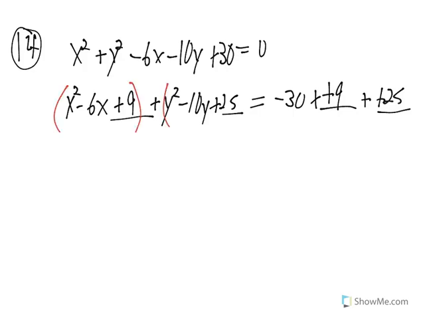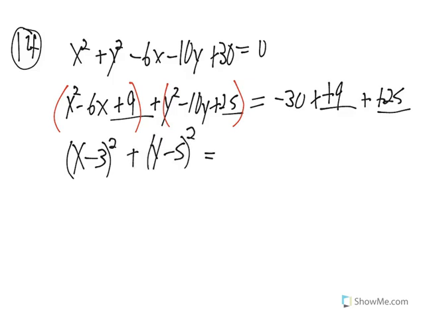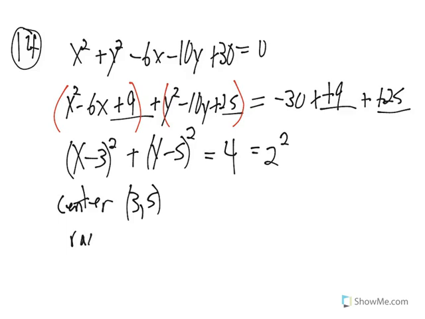When factoring as a trinomial, these things are perfect squares, right? x minus 3 squared plus y minus 5 squared equals 4. Or if you want to, you can think of this as 2 squared. So what's the center of this circle then? 3 comma 5. And what's the radius of this circle? 2. The radius is 2.